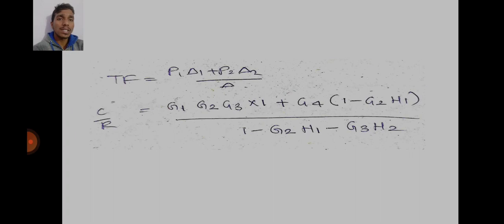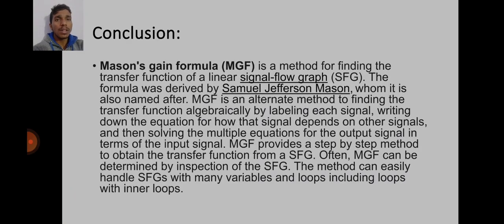So the transfer function is P1 del 1 plus P2 del 2 by del. So it becomes G1 G2 G3 into 1 plus G4 into 1 minus G2 H1, by 1 minus G2 H1 minus G3 H2.